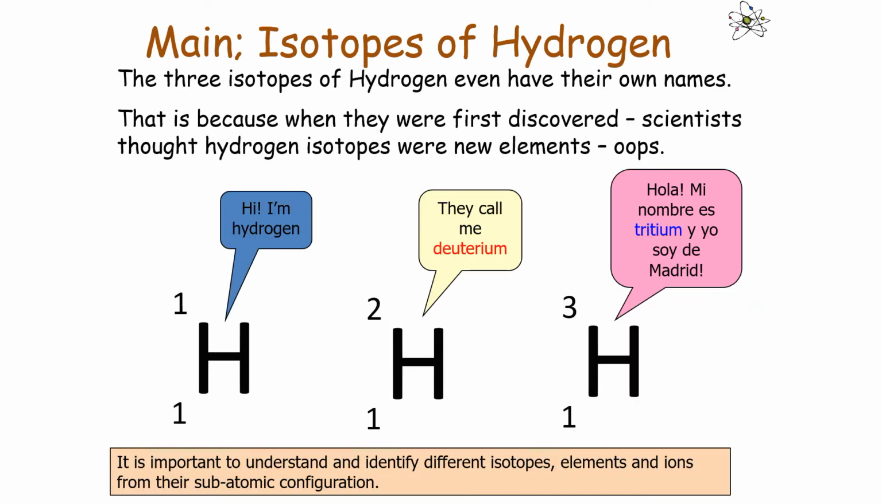Now let's look at this particular idea here. For example, with 3 isotopes of hydrogen, we know that we have hydrogen, deuterium and tritium. We know that they must be different isotopes, as they have the same number of protons, 1, 1 and 1, but they have different numbers of neutrons, 0, 1 and 2. 1 minus 1 is 0, 2 minus 1 is 1, and 3 minus 1 is 2.